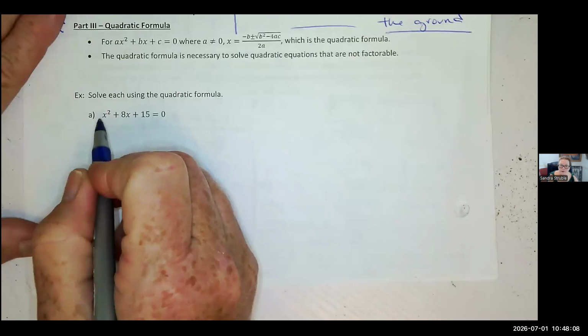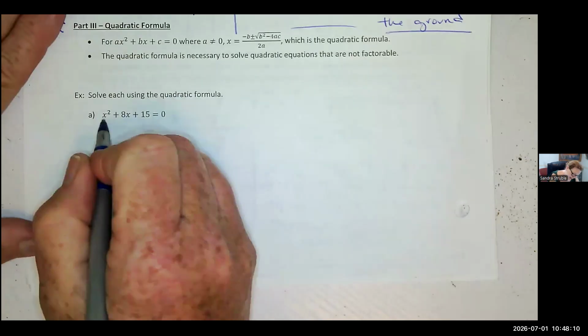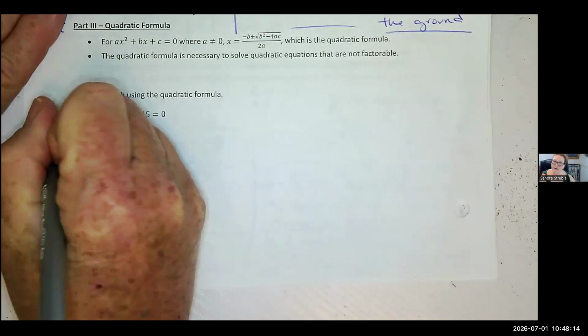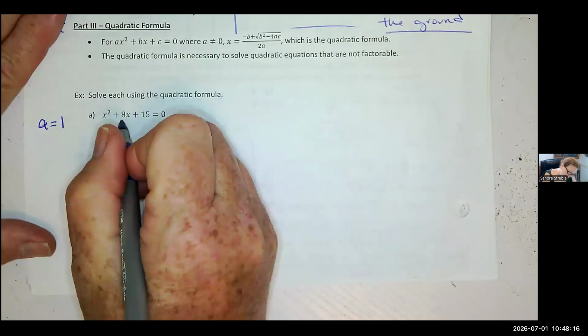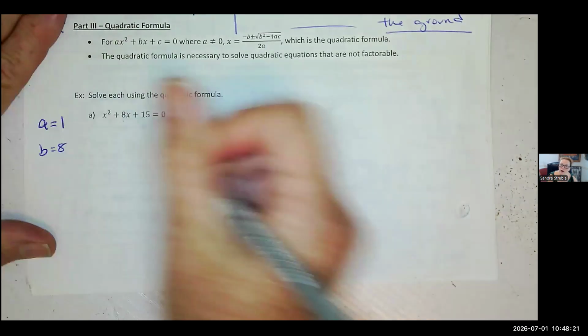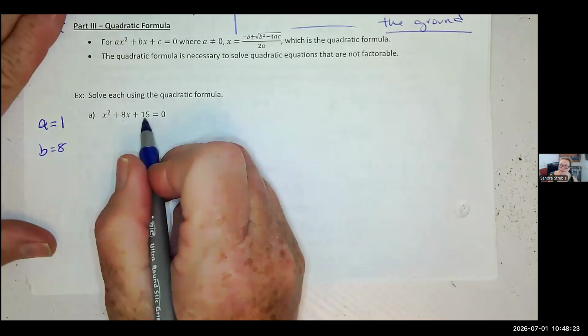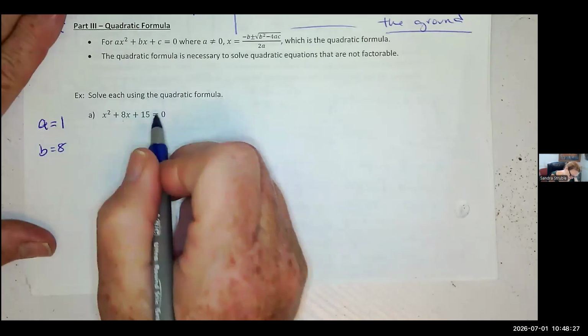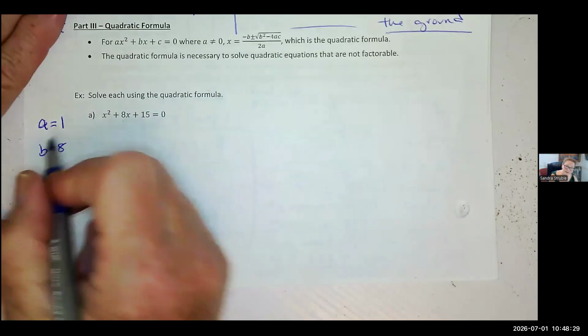So A is the coefficient of x squared in this case, and I always like to label it. A is 1. B is the coefficient of x. So in this case, it is 8. And C is always the constant. The constant needs to be over here on this side with the rest of the terms, and it needs to be set equal to 0. These are just issues I've seen with students.